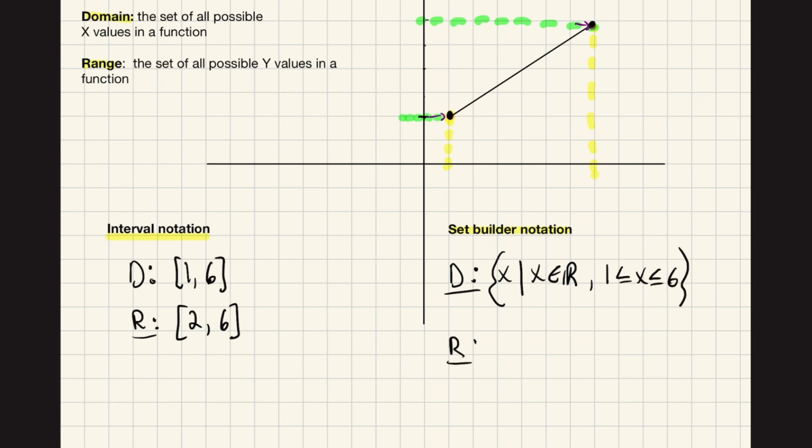Now for the range, I'm going to do something similar. For all values of y such that y is all real numbers, your y value, we can say that it ranges between 2 and 6. So we can say that 2 is less than or equal to y, which is less than or equal to 6. And that would be the way to write your range in set builder notation.